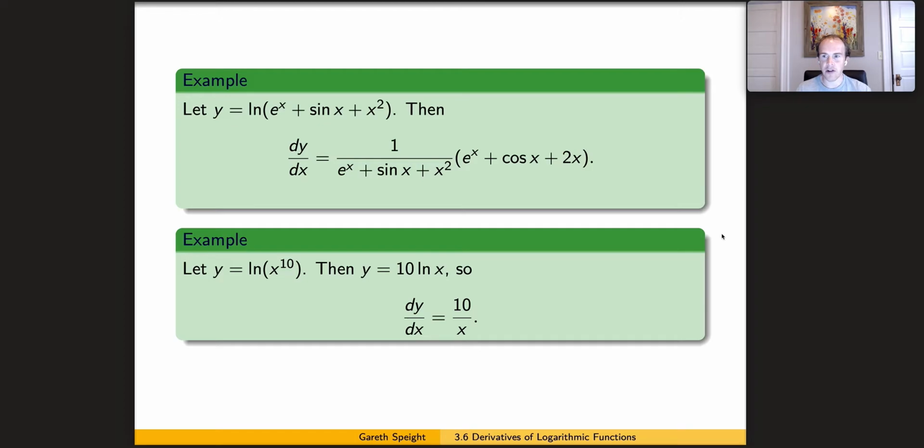So here, even in some very simple examples where we're not doing anything involving logarithmic differentiation, we're just trying to differentiate some functions, it can be useful to first use the rules of logs to simplify the expression, okay?